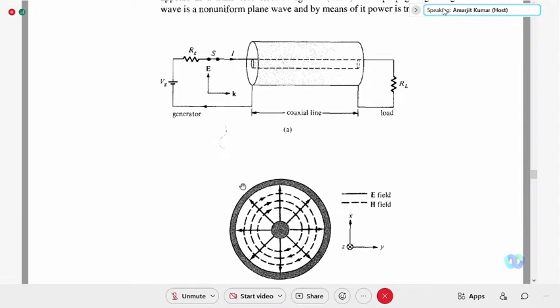In this situation we are applying plus V voltage. This is the source voltage, generator voltage, and here it is the load. The inner conductor has a positive or higher potential than the outer conductor, which is grounded. So the electric field will be radially outward like this. And from Ampere's law, what will be the direction of magnetic field at high frequency?